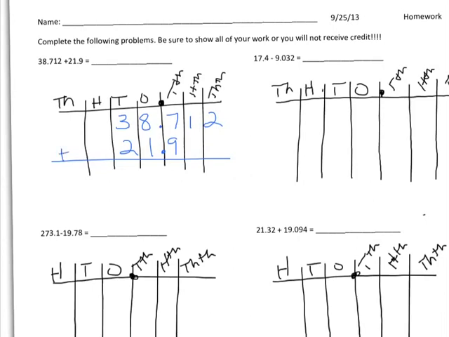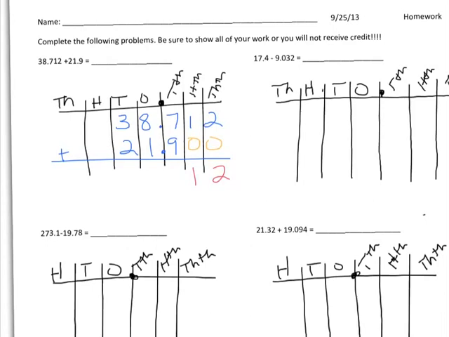Draw my line, get my function out there. Now, like I've already talked about before, we can put some zeros out there to make sure that we know exactly what's going on so we don't make a silly mistake. Now all I'm going to do is add it up. 2 plus 0 is 2. 1 plus 0 is 1. 7 plus 9 is 16.